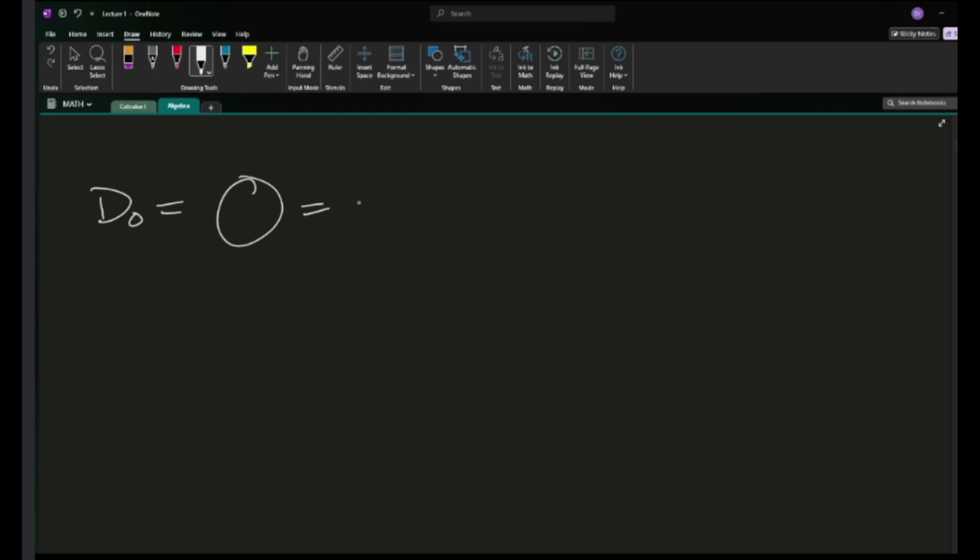Some people do actually note this. Yeah, Anders is actually right. Some people do note this as D infinity. Feel like it'll be a circle with a dot.